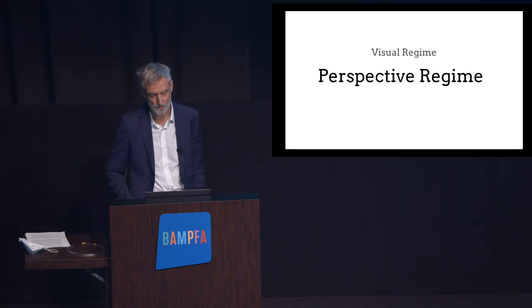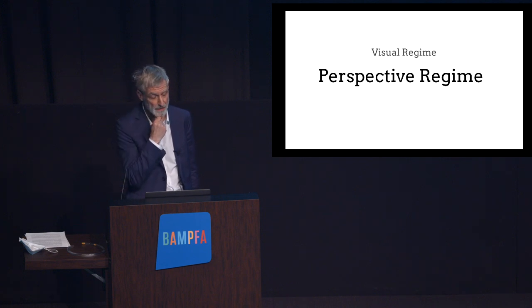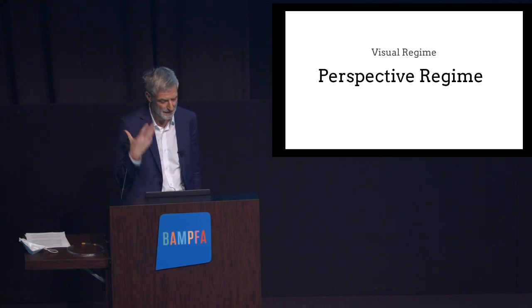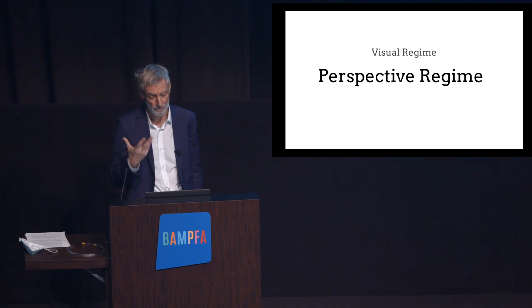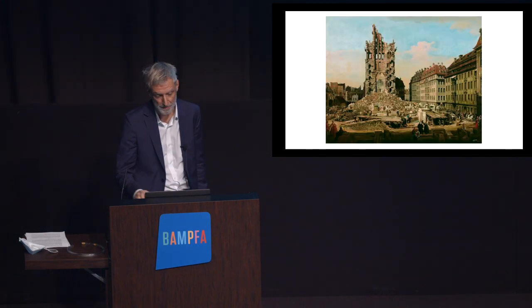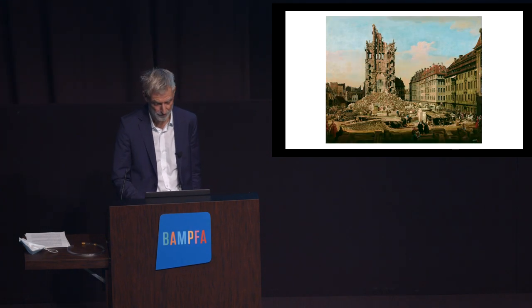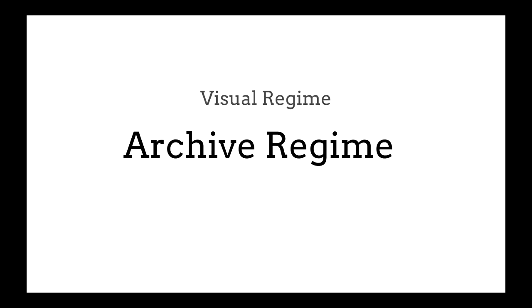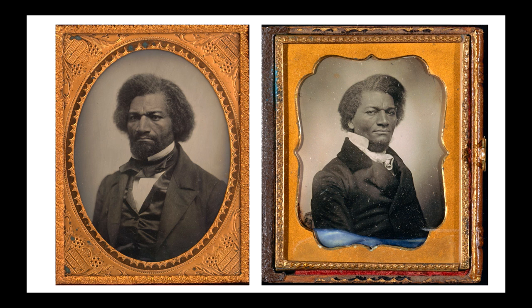And then, of course, we also talked about visual regimes, and we talked about how power gets delegated and managed through visuality, and we talked about the perspective regime, central perspective, as a feudal way of managing power or reinforcing power. Then the archive regime as a bureaucratic, democratic, nation-state type way of managing power.